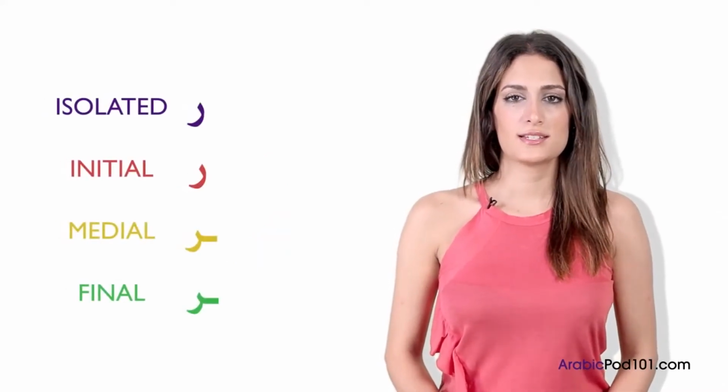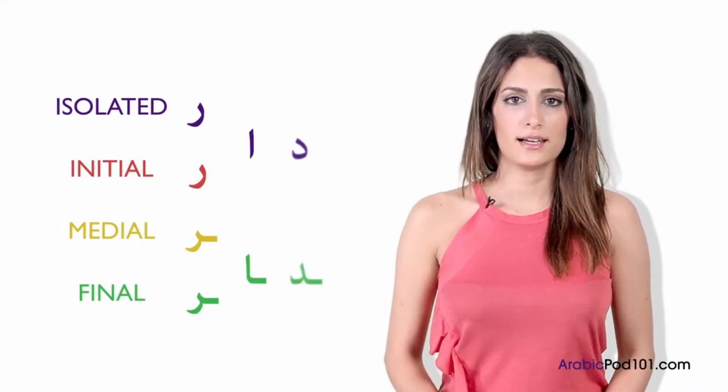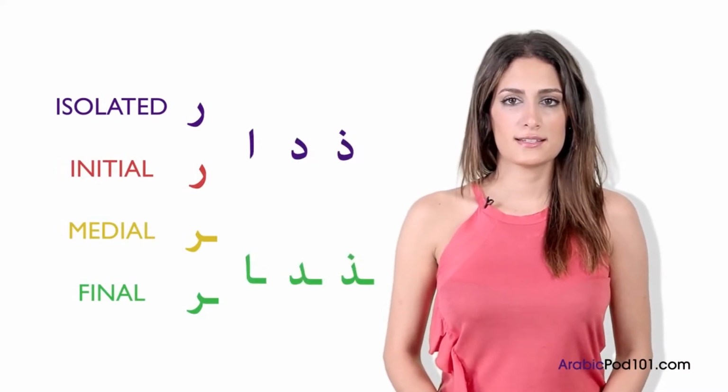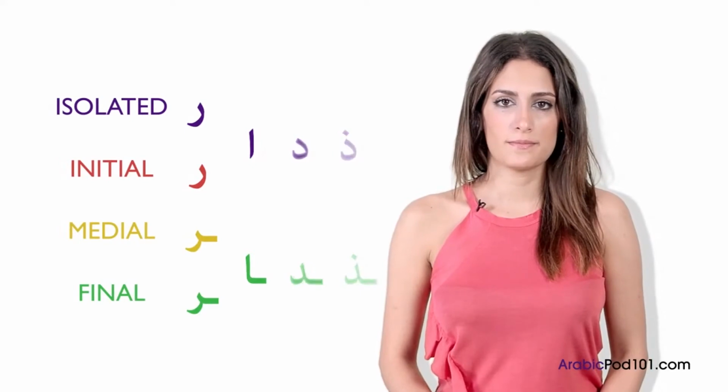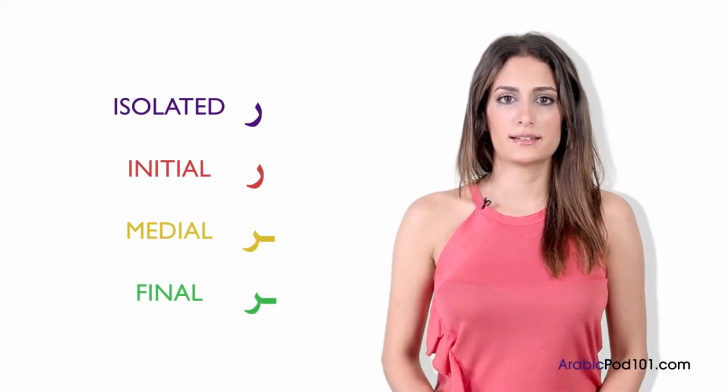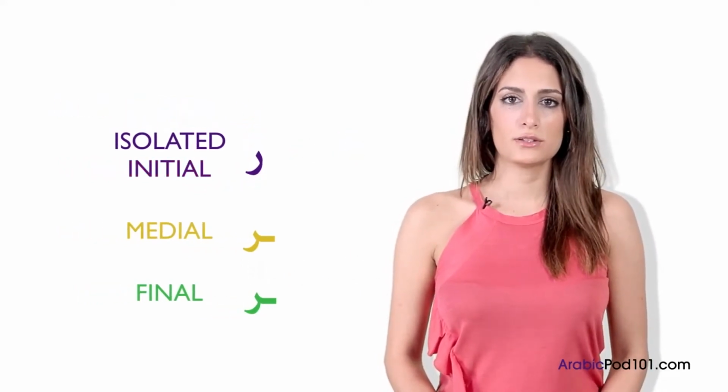Now let's take a look at the other forms. Just like the Alif, Dal, and Dhal, the letters in this lesson connect differently. The isolated one is like the initial form, and the medial version is like the final one. Now we'll write it. Ra.